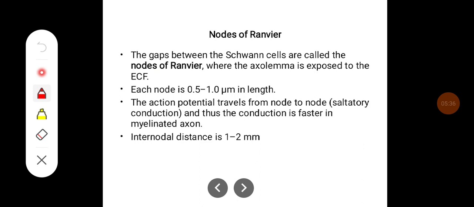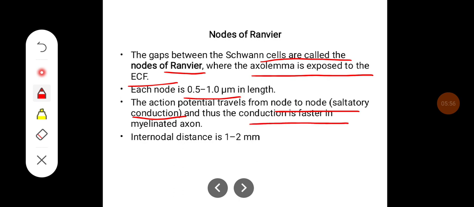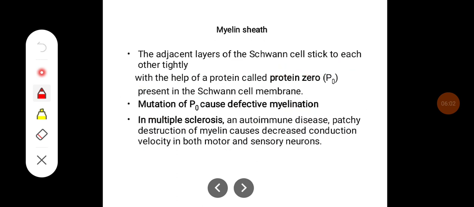Node of Ranvier. This is the gap between the Schwann cells, which is called the node of Ranvier, where the axolemma is exposed to the extracellular fluid. Each node is 0.5 to 1 micrometer in length. The action potential travels from one node to another node, which is called saltatory conduction, and thus conduction is faster in myelinated axon. The internodal distance is around 1 to 2 millimeters.